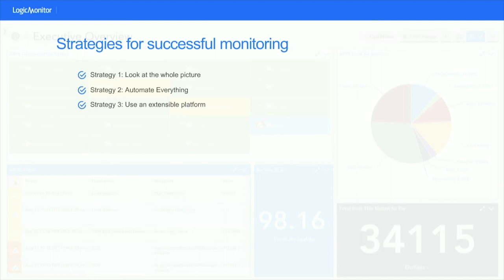And then number two, making sure that you're automating the processes around monitoring, so you're not losing the value associated with the scalability and the flexibility that cloud services and containers and other modern technologies enable. And then lastly, make sure your monitoring tool is going to be able to keep up as you iterate and incorporate new technologies into your environment, and that it isn't going to end up slowing you down.